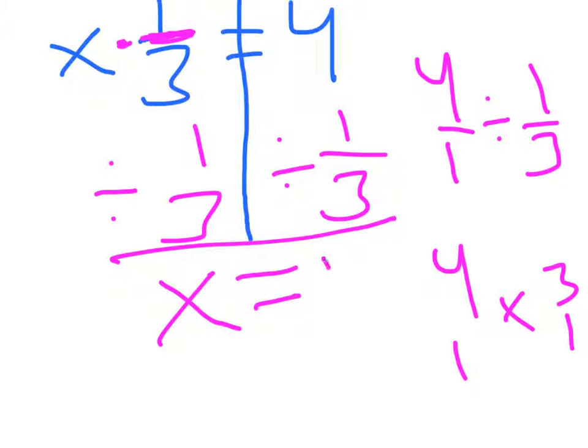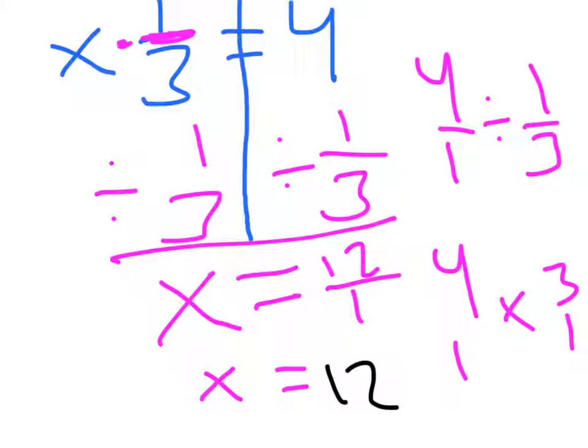Just like it's being shown here. And the answer to that is 12 over 1, which we can turn into a regular number of 12. X equals 12 in this problem.